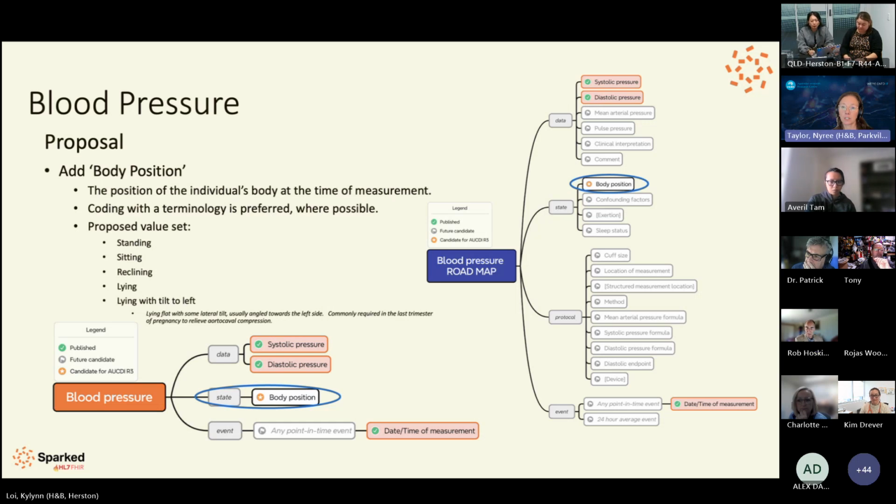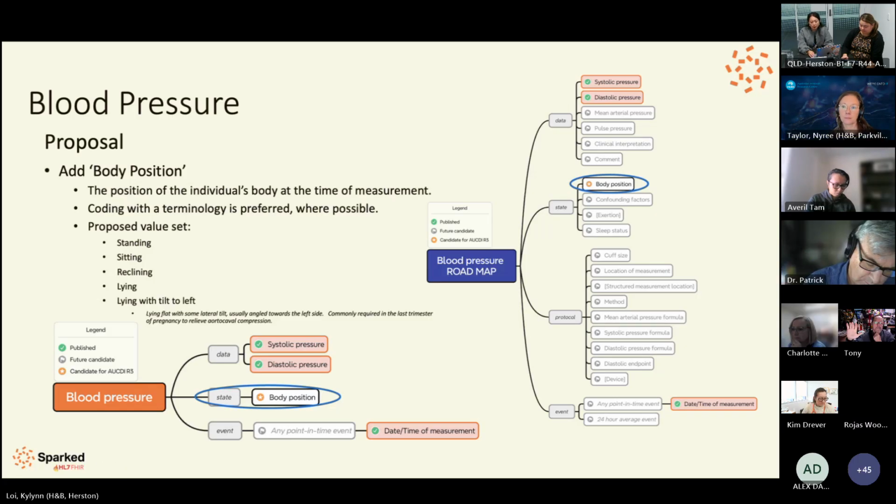Yeah, that's a great question. For this particular clinical requirement that came through from the backlog, we're just looking at body position, but you can see on the blood pressure roadmap there is a location of measurement that's been highlighted. And that's one of the future candidates, so we can come back and revisit that. All right, thanks. Tony?